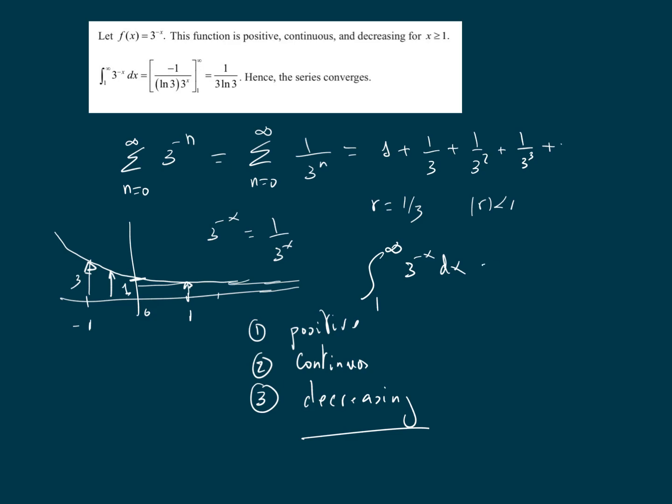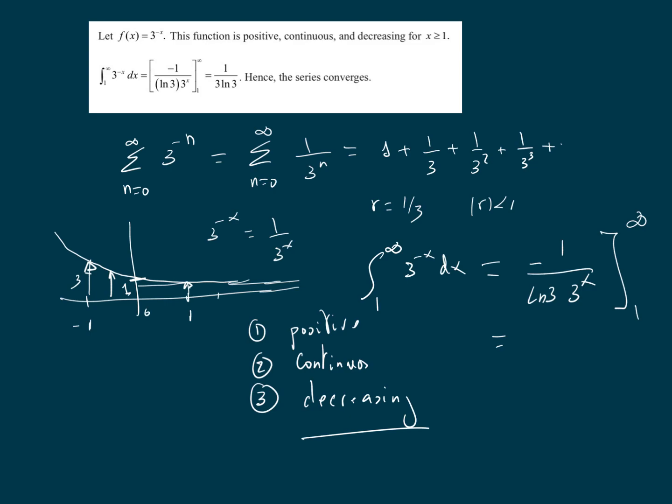If this integral converges, and it will converge because I have realized that this is a geometric series, the series will converge. They go hand in hand. So what is the integral of 3 to the minus x? It is minus 1 divided by natural log of 3 times 3 to the x, or multiplied by 3 to the minus x. This has to be evaluated between 1 and infinity.